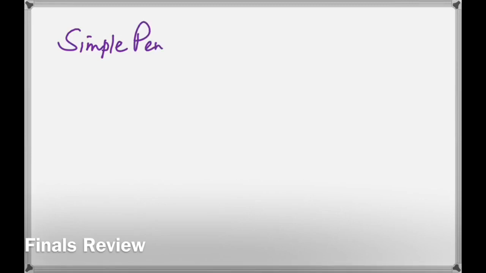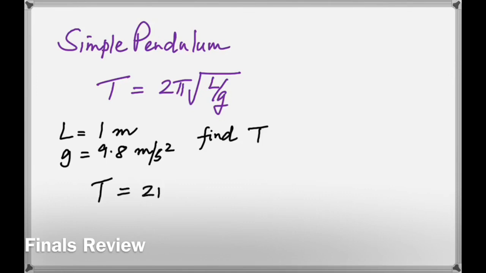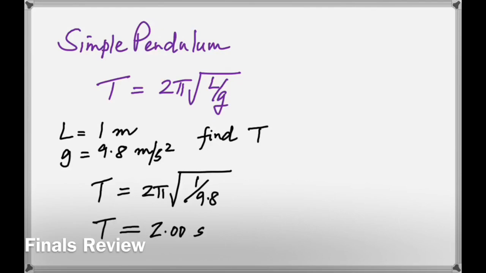Simple pendulum. I think I gave you the formula for a simple pendulum. Time period is 2 pi square root L by g. Right? L is the length, g is 9.8 meter per second squared. Find the period. Here's the example. This one would give you 2 seconds. So if the length is 1 meter, and you plug in the numbers, you're going to get 2 seconds.